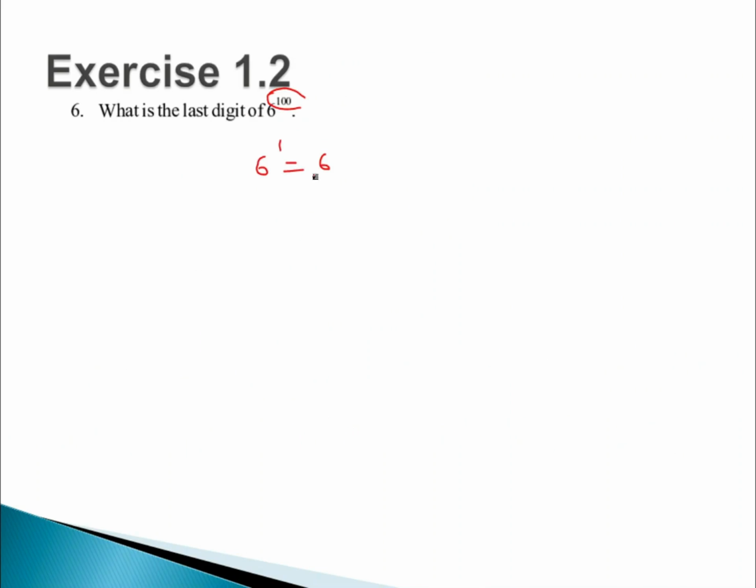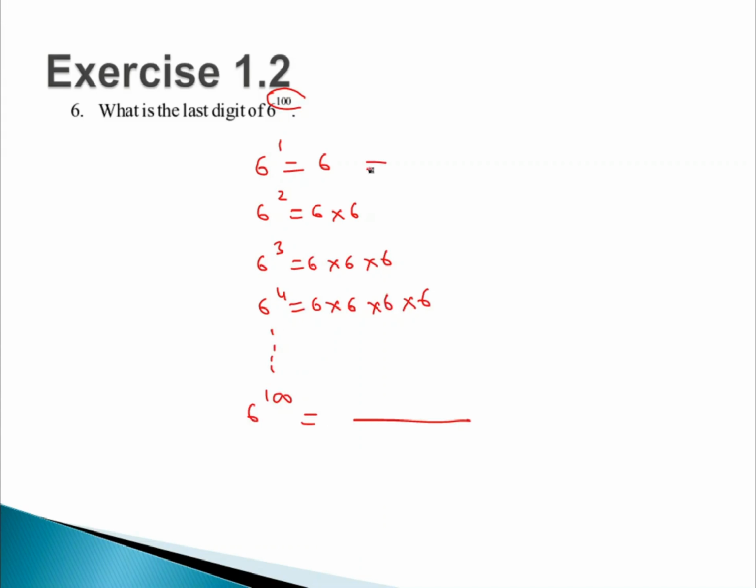6 to the power of 1 equals 6. 6 square is written as 6 into 6, right? 6 cube is written as 6 into 6 into 6. 6 to the power of 4 is written as 6 into 6 into 6 into 6 again. And similarly, I need to write 6 to the power of 100, whatever it is. Okay. The resultant of this one is 6. The resultant of this one is 36. The resultant of this one is 216. The resultant of this one would be 1296, right?